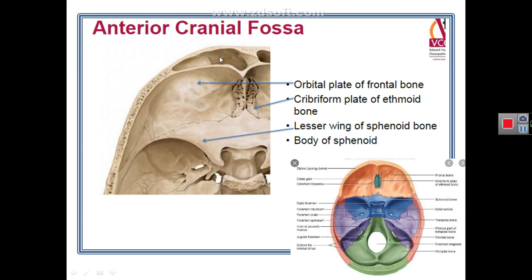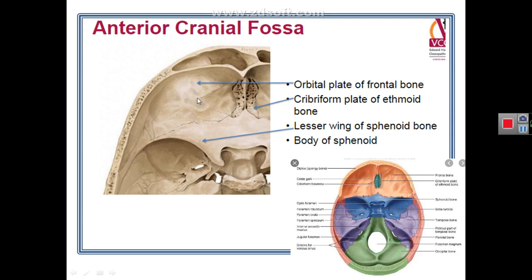And here we can see the frontal air sinus that may extend partly into the orbital plate of a frontal bone. The suture of the cribriform plate of ethmoid with the orbital plate of a frontal bone shows in the middle of it an anterior ethmoidal foramen, and at its posterior end is the posterior ethmoidal foramen.